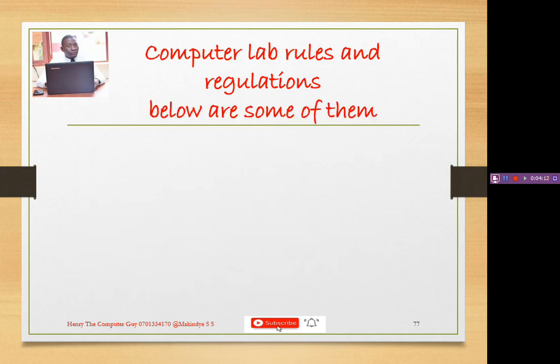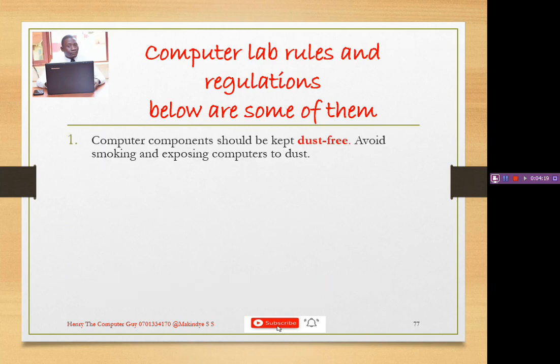We have the computer lab rules and regulations, and some of them are explained below. Rule number 1. Computer components should be kept dust-free. Avoid smoking and exposing computers to dust. Remember, we talked about dust some time back in our previous lessons. You always have to keep a computer away from the dust. If it happens to reach there, you have to clean the computer, for example, using a dust blower.